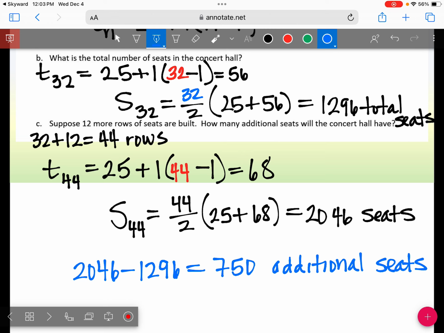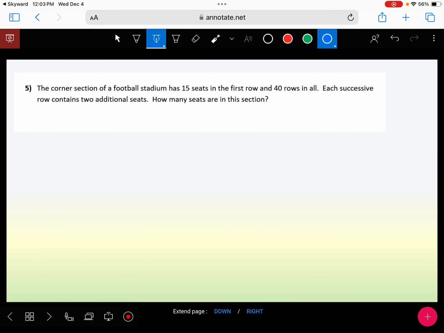All right, so go to the next page. We're going to do number 5. We're not doing number 6. I want you to try. I'm going to give yourself a couple of minutes and try to answer number 5. It says the corner section of a football stadium has 15 seats in the first row and 40 rows in all. Each successive row contains 2 additional seats. And we want to know how many total seats are in the section. So try to do number 5. And then we'll work through it together in a few minutes.